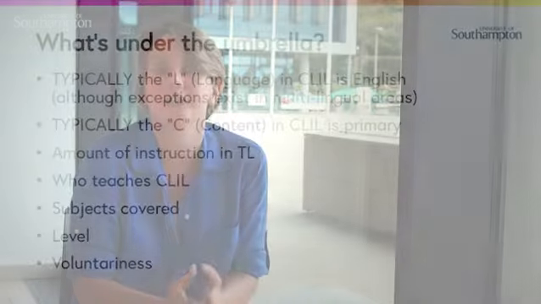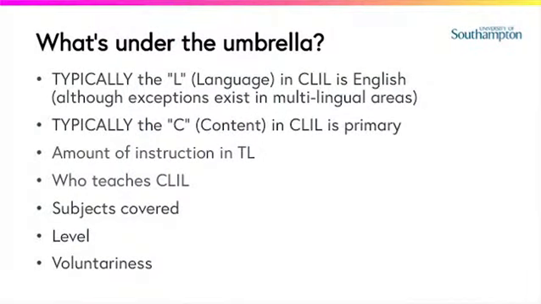And the first important similarity is that typically the L in CLIL for language is English. It's the most popular language used, it's the language that has most support. Another similarity is that the C for content tends to be primary. So if you look at the schedule of a school that uses CLIL, a CLIL history class will be scheduled as history, and it will be typically the history teacher teaching it, the assessment based on history.